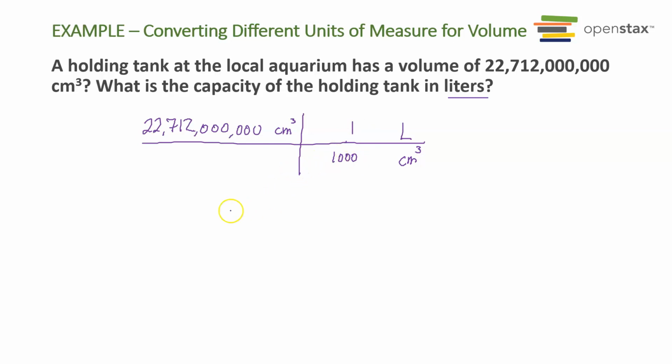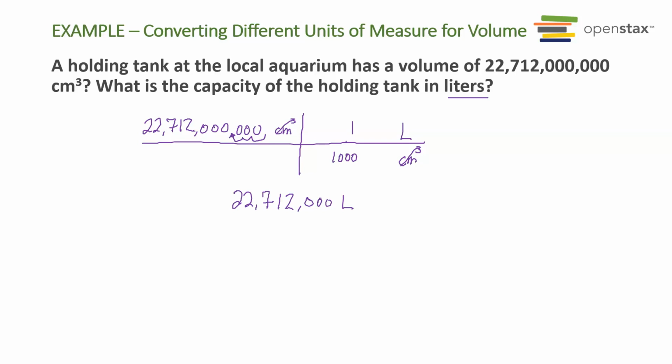And in so doing, that allows us to cancel cubic centimeters and basically get rid of 3 zeros. We can do that decimal movement because dividing by 1,000 moves the decimal place 3 to the left. So that's going to be 22,712,000 liters of capacity at this aquarium. Again, that is quite a bit.